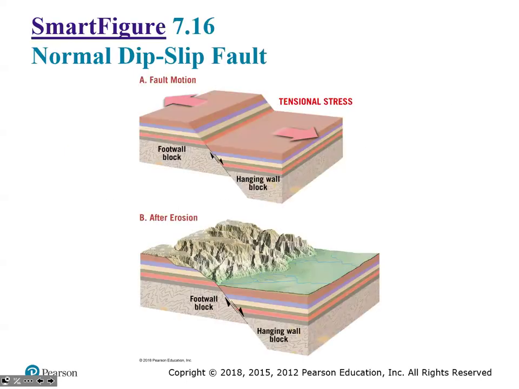So we'll start with talking about a normal fault. You have tensional stress, pulling things apart in order to lengthen the crust. The hanging wall block will slide down, causing things to spread apart. And then the upper portion of the footwall block will erode away.